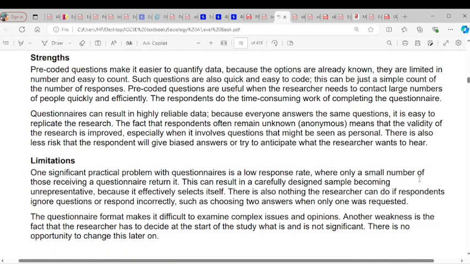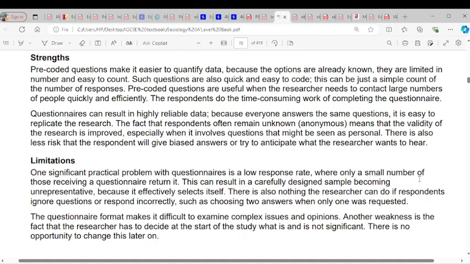Questionnaires can result in highly reliable data because everyone answers the same questions. It is easy to replicate the research. It is highly reliable because you can do it again, you can repeat it again, based on the fact that the options are almost going to be the same. So if ABCD is available to you, ABCD is available to me, to everyone.